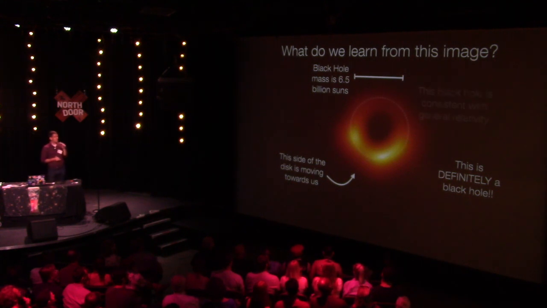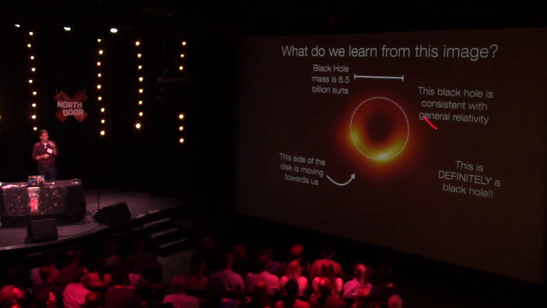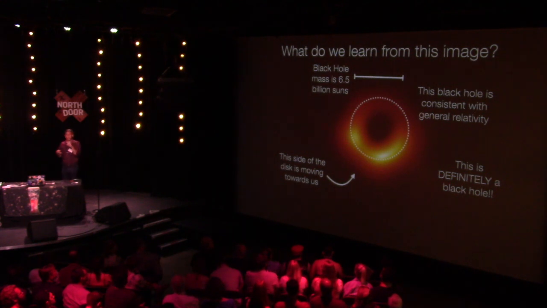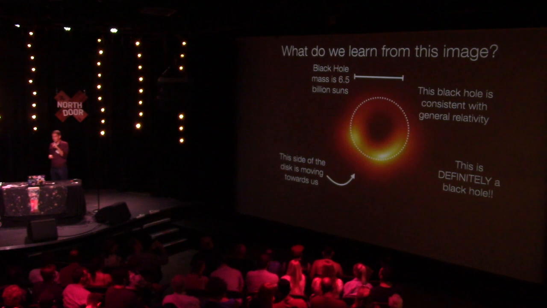We also know very well, because this image is really close to an actual physical circle, like a perfect circle, that this black hole is consistent with general relativity. So this isn't enough to rule out that it could be other things. There are other crazy things that it could be.